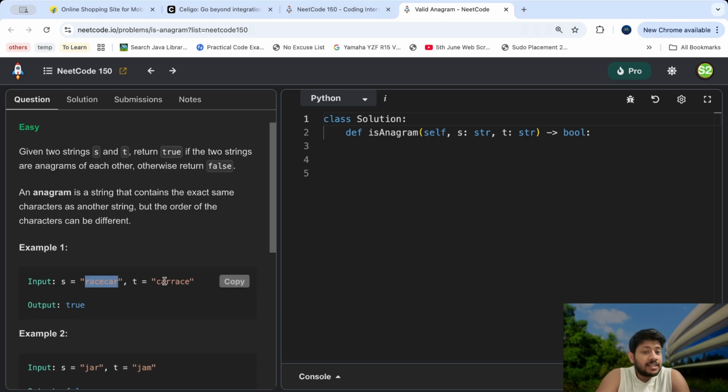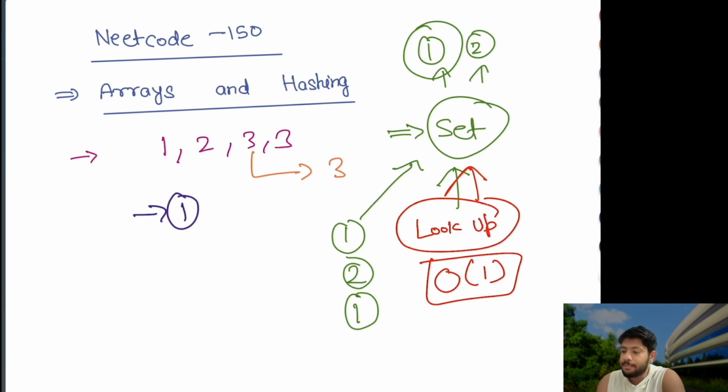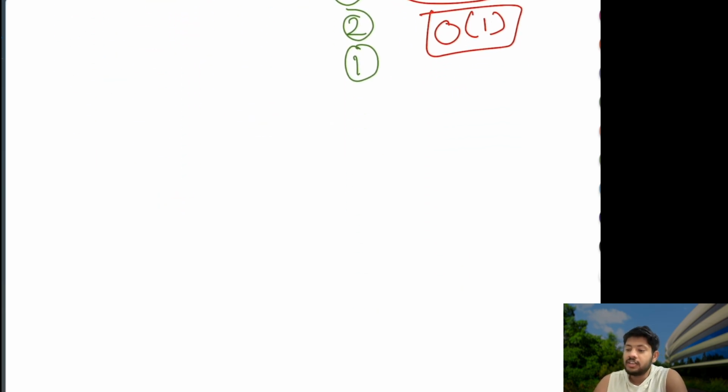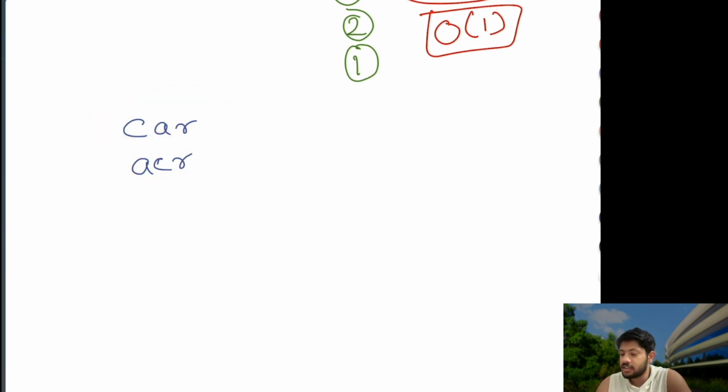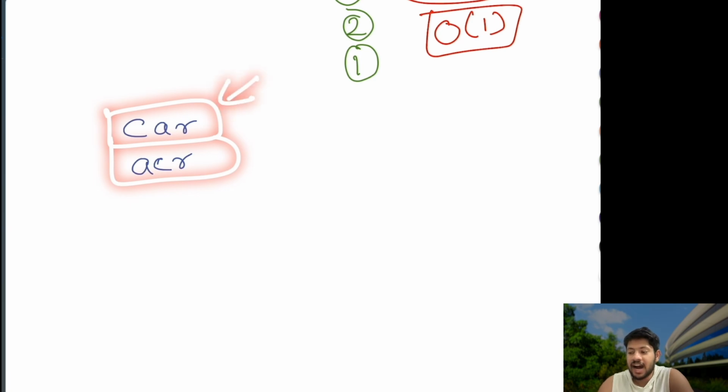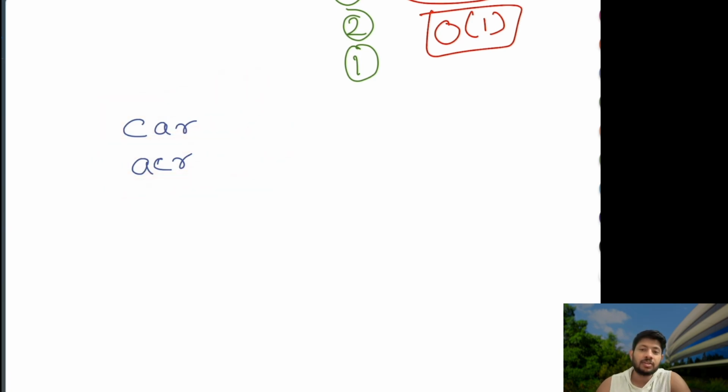We are given 2 strings s and t. We need to find whether they are anagrams. They can be anagrams if they have the same set of characters in them. The characters can be in different orders, but the characters have to be the same. For example, maybe I have 2 words. The 2 words are, let's say, car, and the other word is ACR. I know these words are not the same, right? This is car, this is ACR, but they have the same characters, A, C, and R.